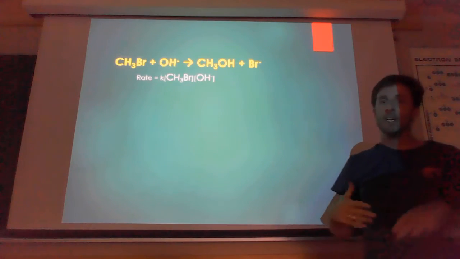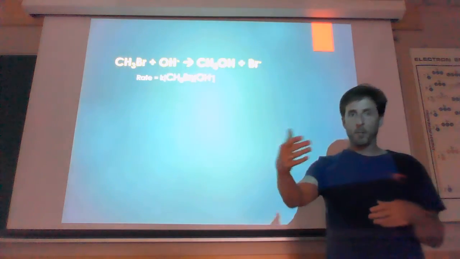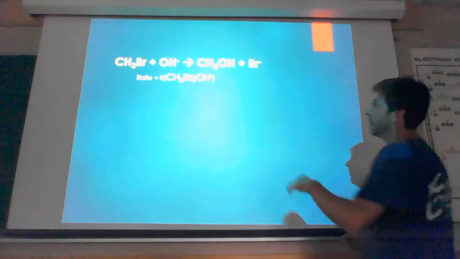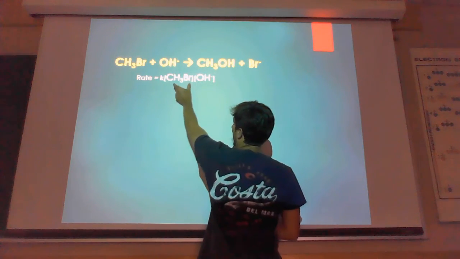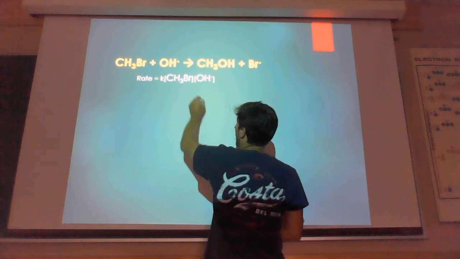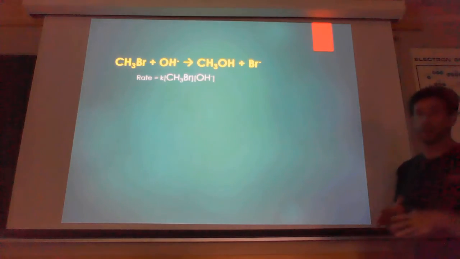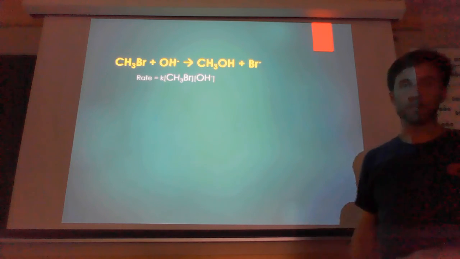Okay? If we study this reaction, we do the experiments that we talked about in part one, like the method of initial rates, we could determine that the rate law for this reaction, the rate equals k times the methyl bromide to the first power times hydroxide to the first power. That is the rate law for this reaction. So both reactants are first order.